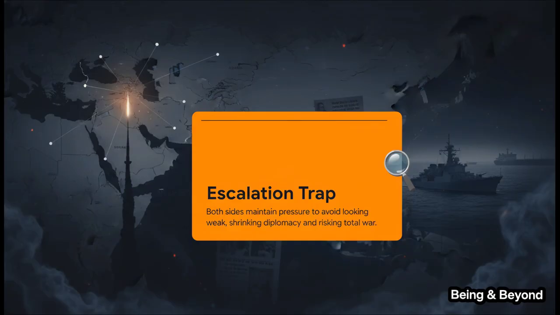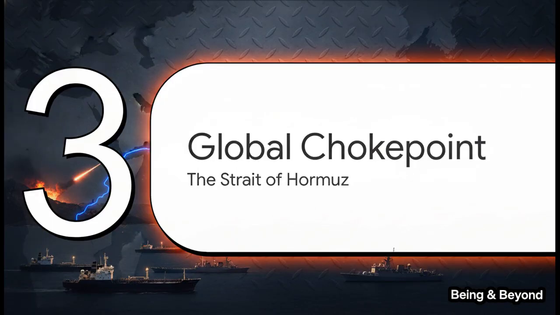But here's the catch. Controlled risk can fail in an instant. When a radar signal is misread, when a rogue proxy acts independently, or when overwhelming domestic political pressures strip a leader of their off-ramps. Part 3. Choke point. The Strait of Hormuz.